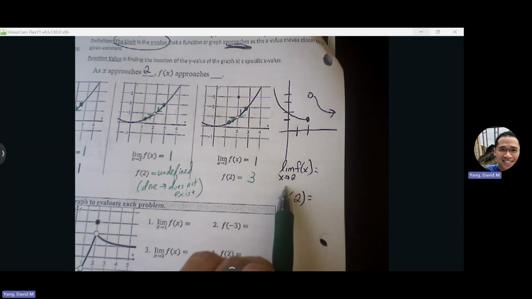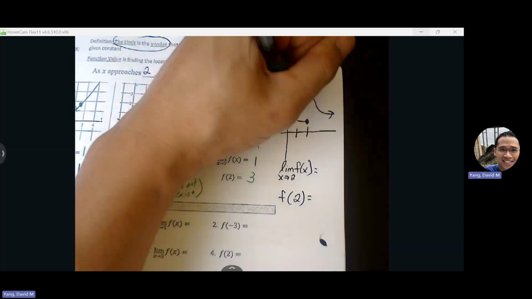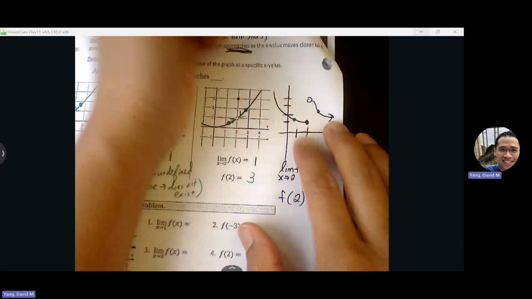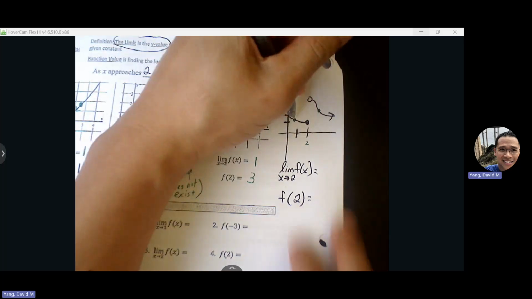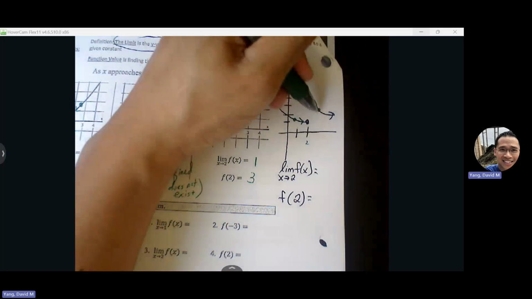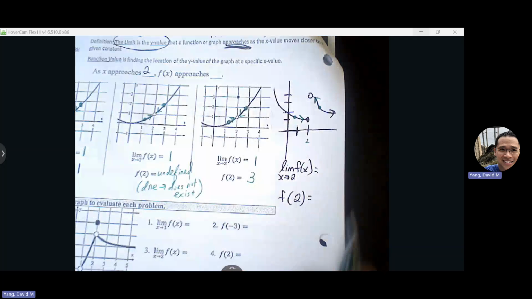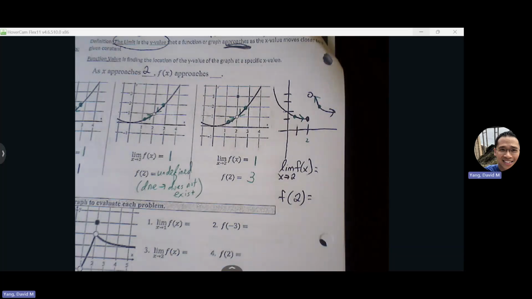Okay, limit as x approaches 2. Again, we'll do the same thing. Pick points on either side of 2, relatively close, plot them, or indicate, and then move along the path of the graph towards 2. So this point is headed towards that point, but this point is headed towards the hole. Now, the question is, is there a consistent movement of the arrows? No. So this is where you say the limit does not exist.